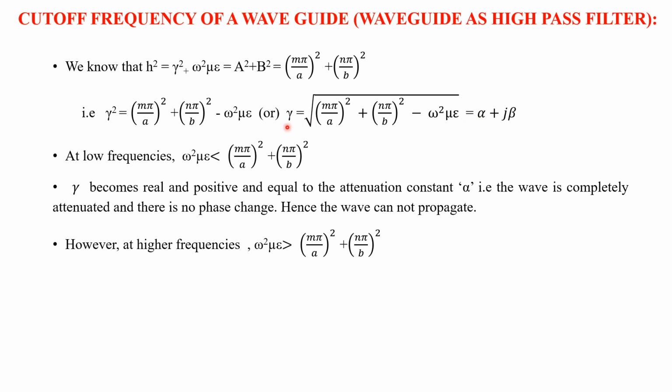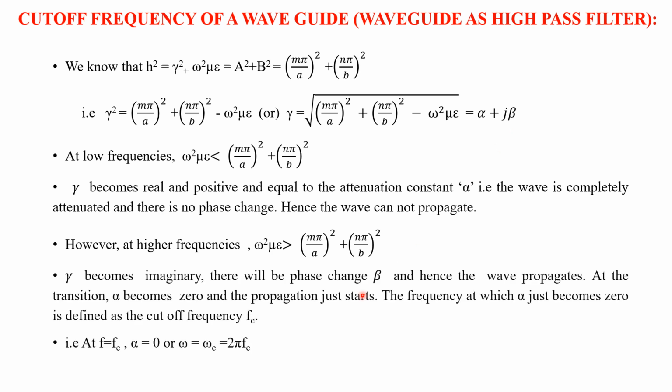That means in this case, at high frequency, gamma is almost equal to the phase shift constant. Gamma becomes imaginary, which means the real part becomes zero, because the frequency is very high when compared to the real part. There will be a phase change beta, and hence the wave propagates. In this case, there is no attenuation, only phase shift. There is no attenuation, which means the signal passes through the waveguide.